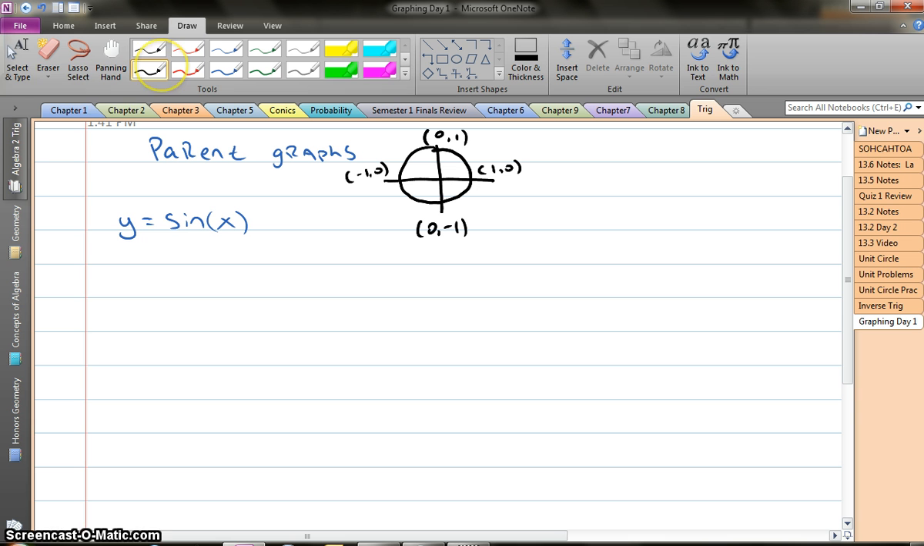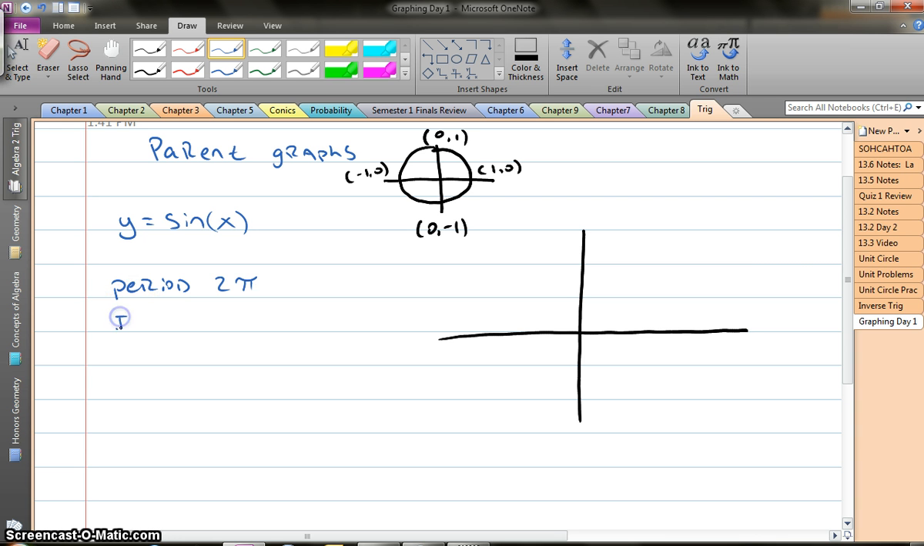Now, when graphing a sine curve, here's my x and y axis. We're going to talk about three things today. First thing we're going to talk about is my period. Your period is going to be 2 pi. For today, our period is going to be 2 pi all the way through.